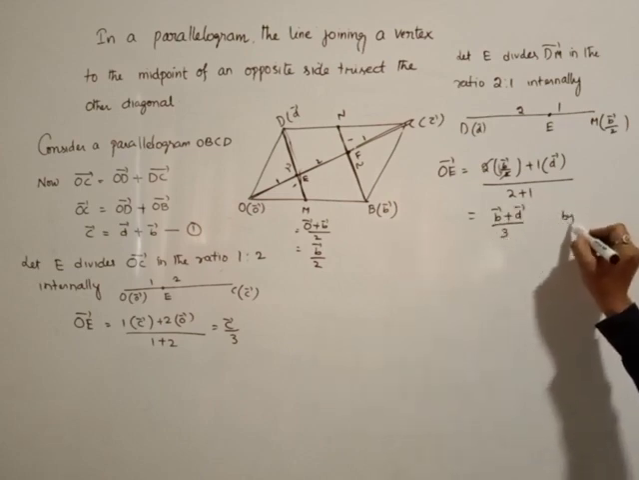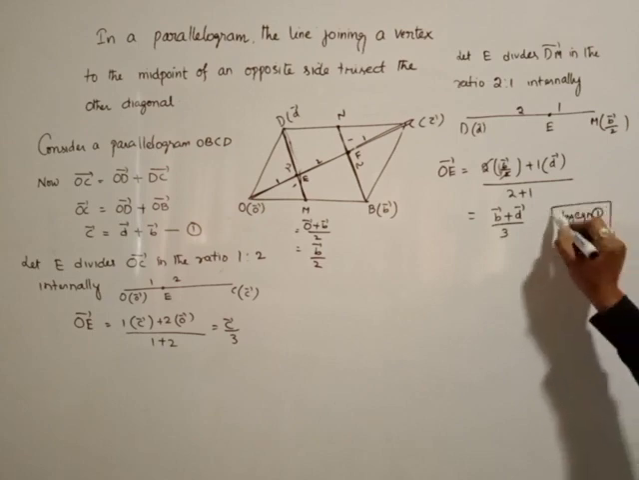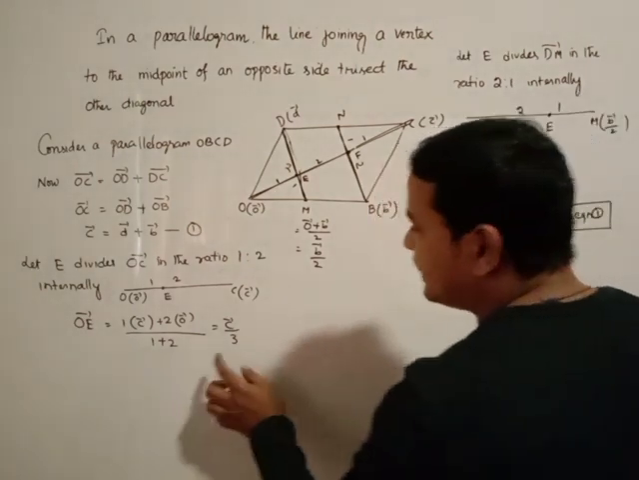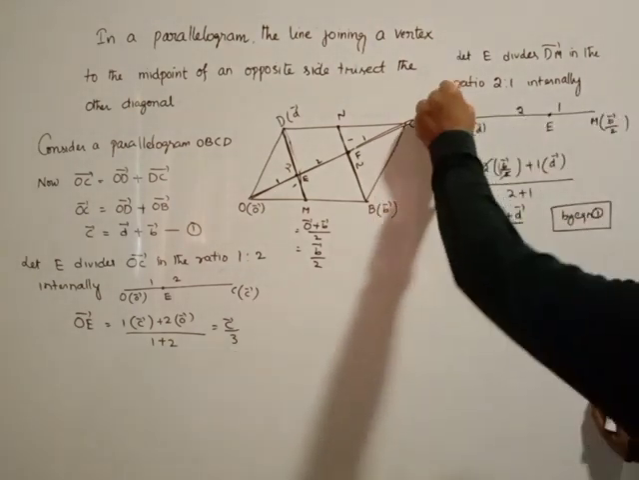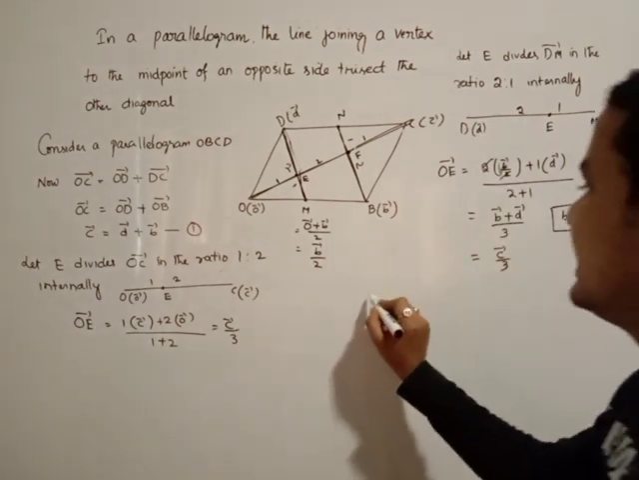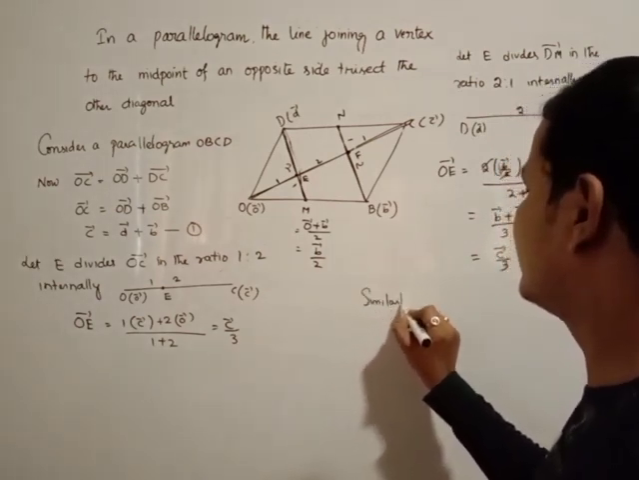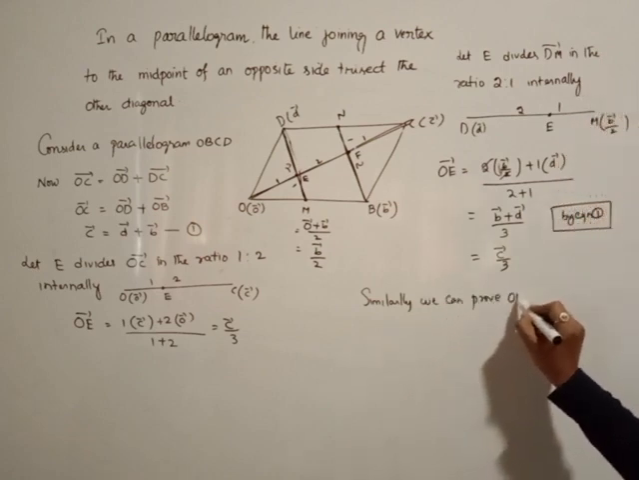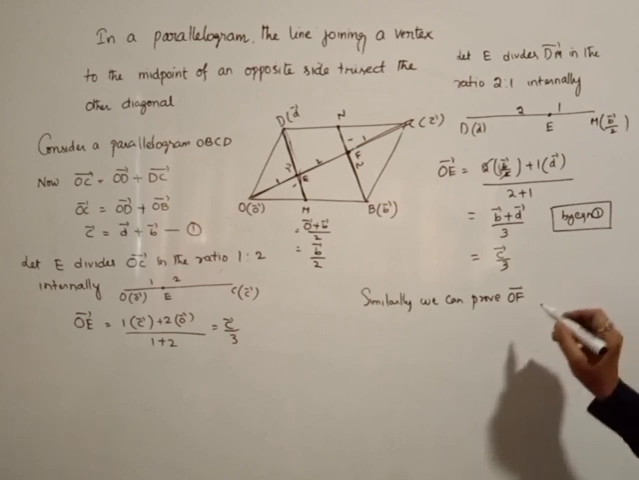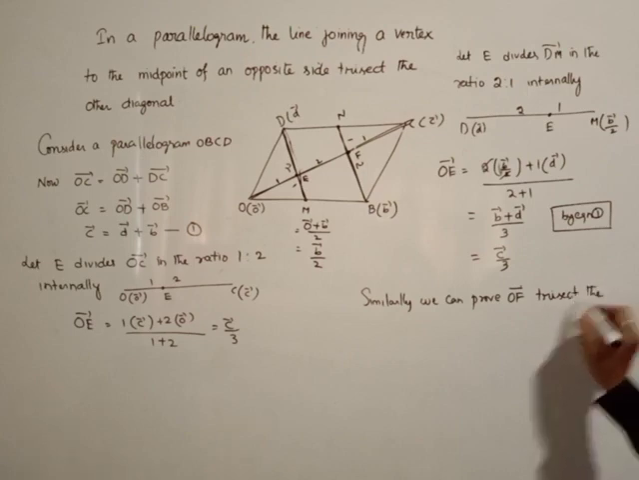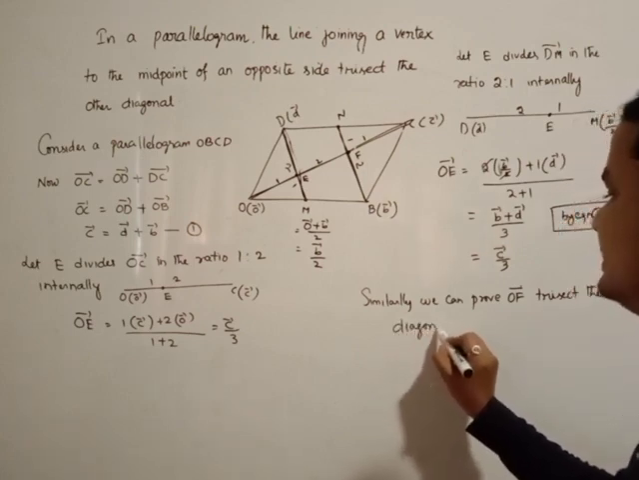But by equation 1, B bar plus D bar is equal to C bar, so OE bar is C bar by 3. From the diagonal we got OE bar as C bar by 3, and from here also OE bar is C bar by 3. So this E trisects the diagonal. Similarly, you can prove that F also trisects the diagonal. This is the concept. What is the meaning of that question?